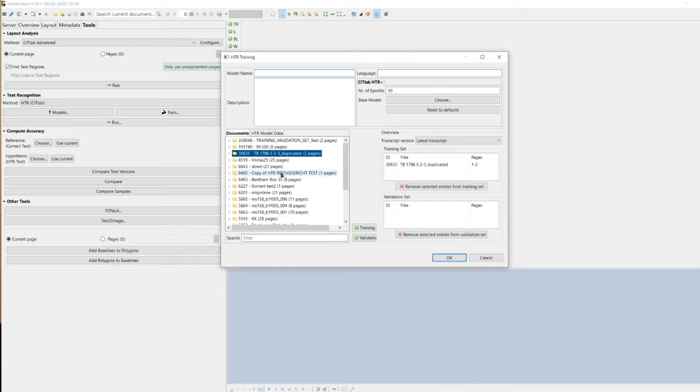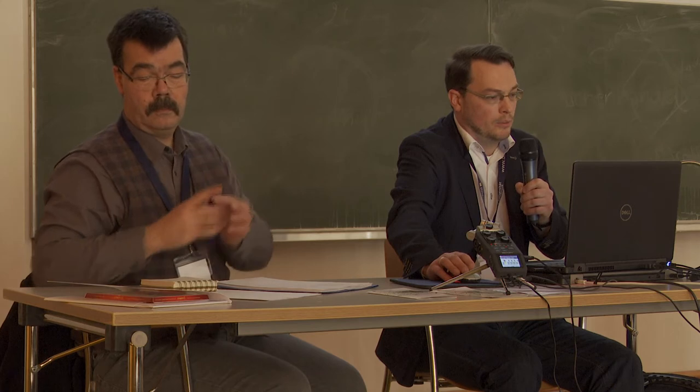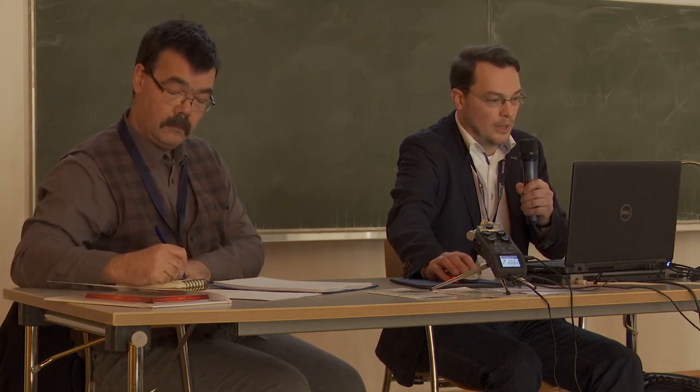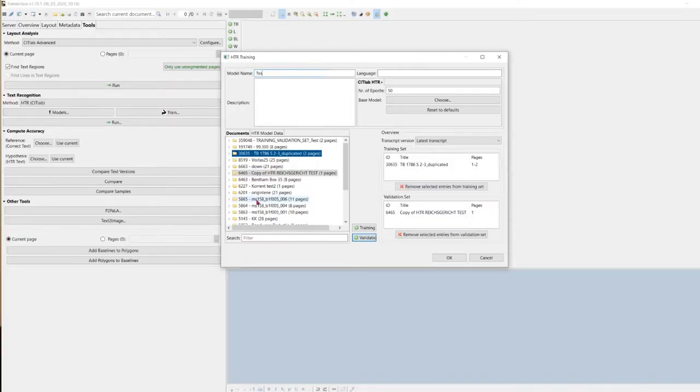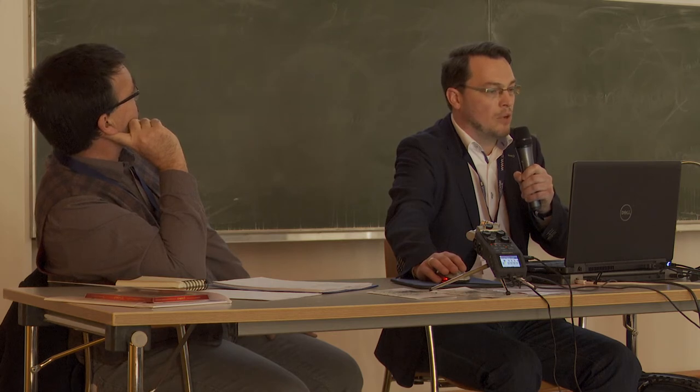And then you have to select some pages for validation. Validation data can be from the same manuscript or the same data, or can be especially selected pages. You can, for instance, do it like that. And then you have to name the model. You have to choose a language. And then you can define the number of training epochs like here.